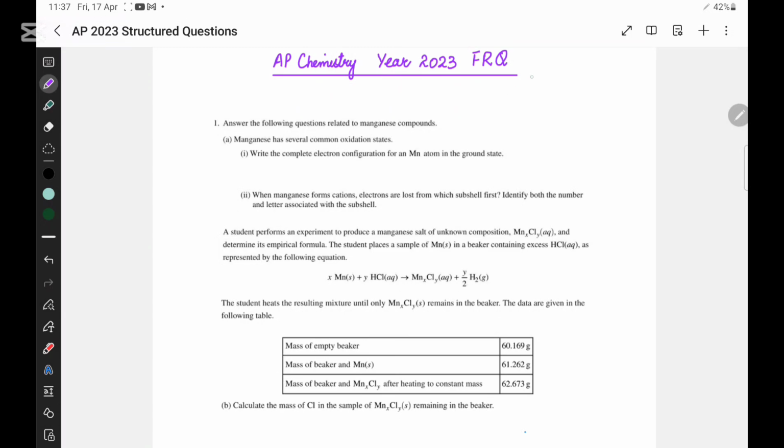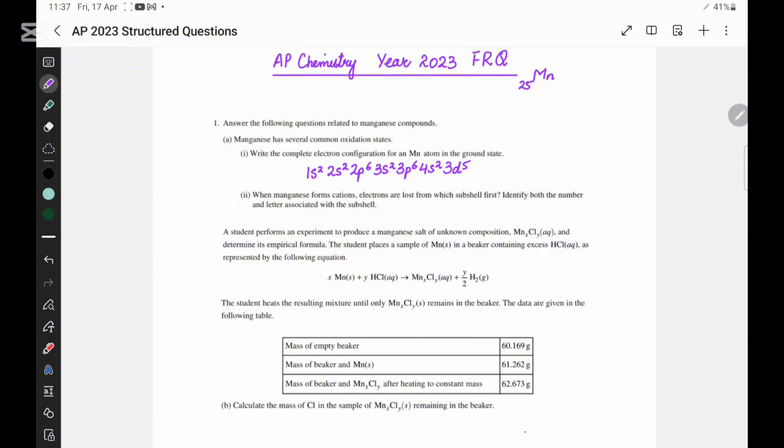So manganese is basically Mn 25, and if it is manganese 25, that means its atomic number is 25 and there are 25 electrons present in it. So when we are going to write its electronic configuration, it is going to be 1s2, 2s2, 2p6, 3s2, and 3p6, 4s2, and 3d5.